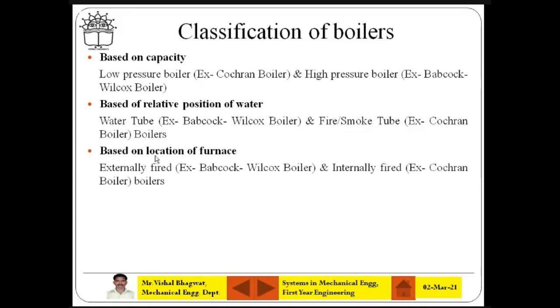Based on location of furnace. So furnace or combustion chamber. So in the boiler, sometimes there are furnaces located outside, so you say it is externally fired boiler. Sometimes the combustion chamber is inside the boiler, so it is called as a internally fired boiler. Okay, and these are the examples. When you see the low pressure boiler, Cochrane boiler is the example. When you see the water tube boiler, fire tube boiler, then Cochrane boiler is the example. When you say the internally fired boiler, then Cochrane boiler is the example.